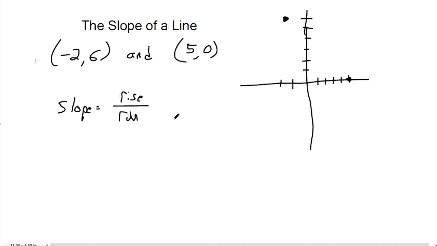Why isn't it the run over rise? It could be, but you'd have to flip a lot of our understanding of mathematical concepts, because we've all just agreed we're going to let slope be rise over run instead of the other way around. So we got the slope of the line.